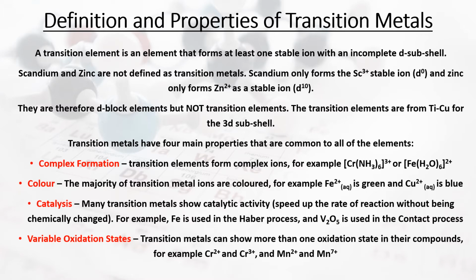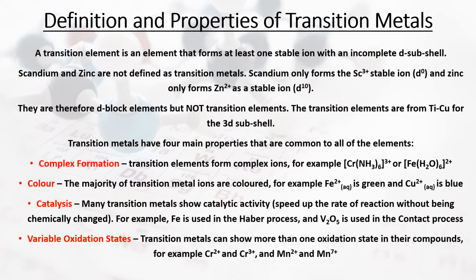The next one is catalysis. Many transition metals show catalytic activity. So remember, a catalyst is something that speeds up the rate of a chemical reaction without being chemically changed, providing an alternative pathway for the reaction to proceed down, one that has a lower activation energy.